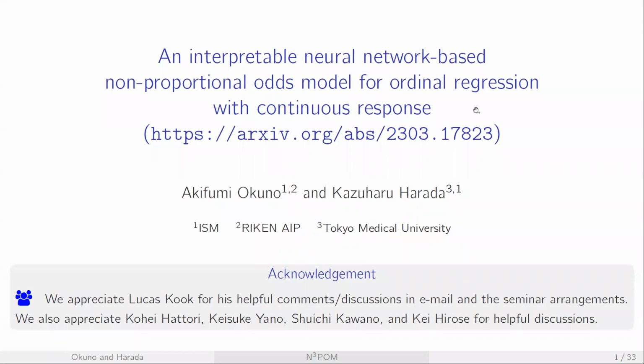Hi, my name is Kimi Okuno from the Institute of Statistical Mathematics, Japan. Today I'm going to talk about an interpretable neural network-based non-proportional odds model for ordinal regression with continuous response.